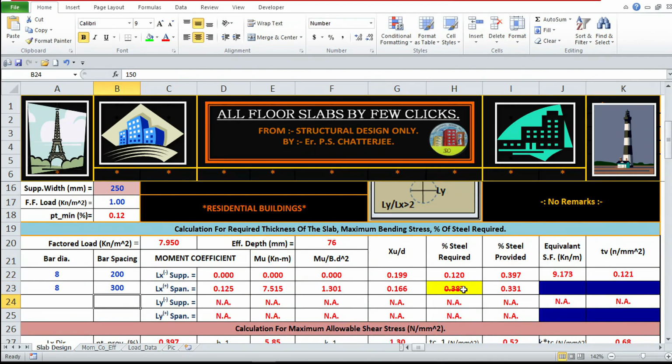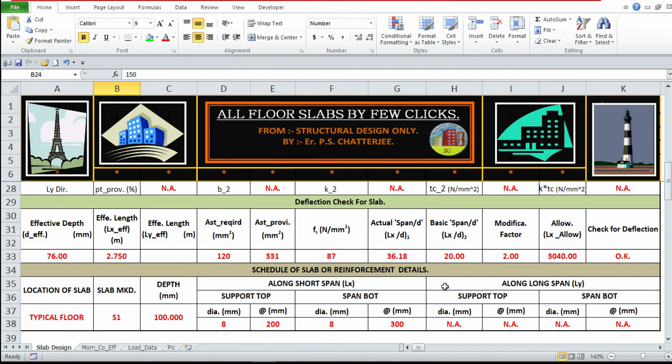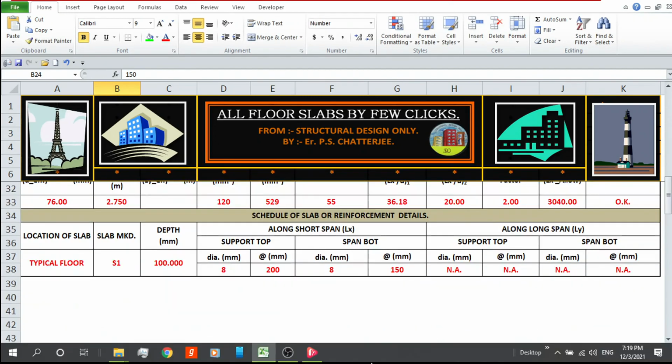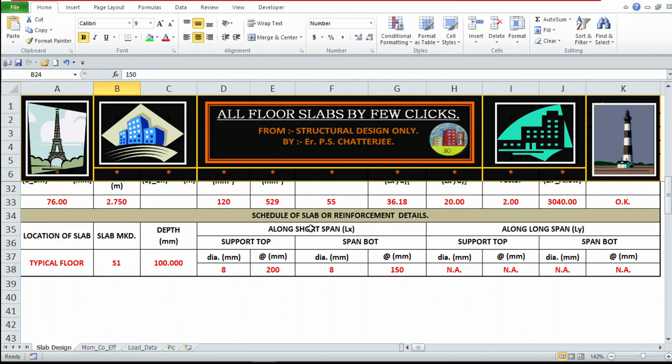Percentage of steel required is less than percentage of steel provided, so we are getting some warning. So we have to change this value. This is the schedule of slab or reinforcement detail. At support top 8/200, support bottom 8/150. Along the long span, it is not required. We have to provide only the distributor.